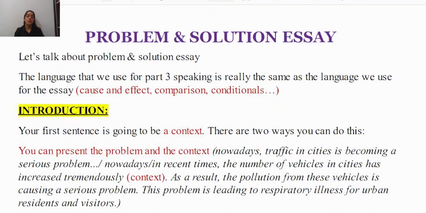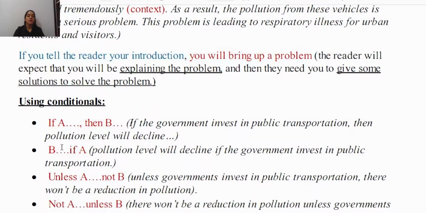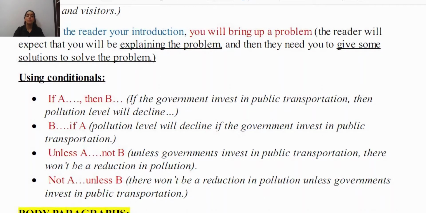As a result, the pollution from these vehicles is causing a serious problem. This problem is leading to respiratory illness for urban residents and visitors. So take a look at how beautifully you can design your introduction for a problem and solution essay. If you bring up a problem in your introduction, the reader will expect that you will explain the problem, and then they need you to give some solutions to solve the problem. So that is a win-win situation, isn't it?